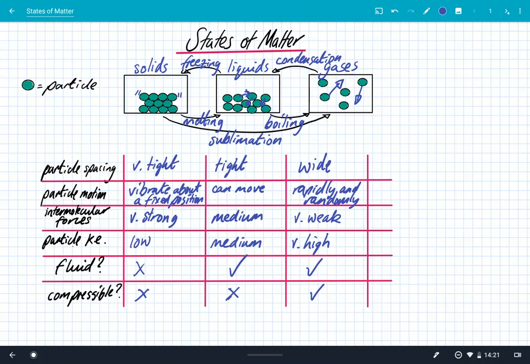So there we have it. The three states of matter: solids, liquids, and gases. You need to remember the changes of state, and you need to be able to explain the properties by referring to the particle spacing, the particle motion, the intermolecular forces, and the kinetic energy.